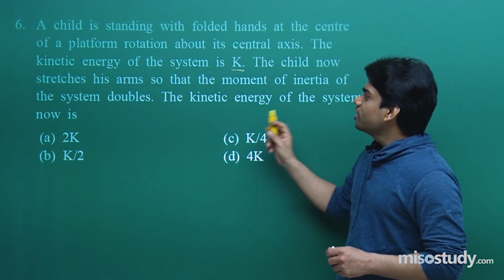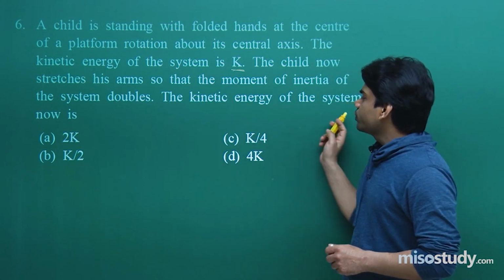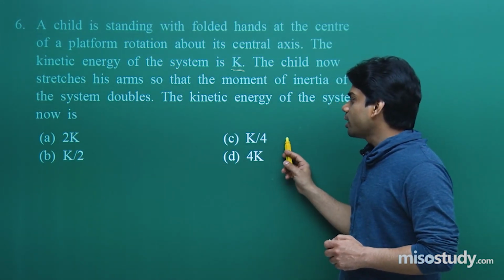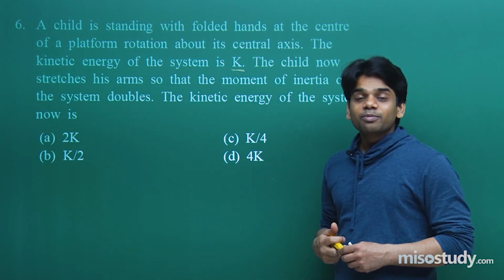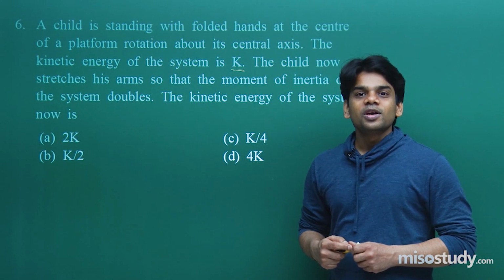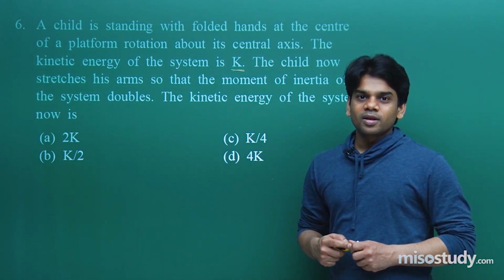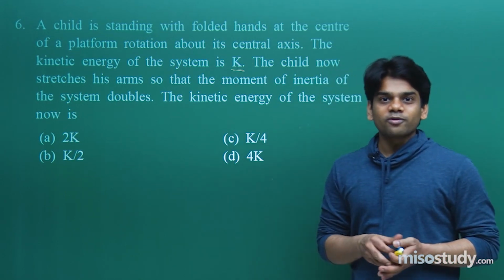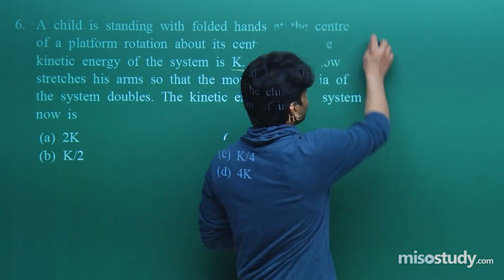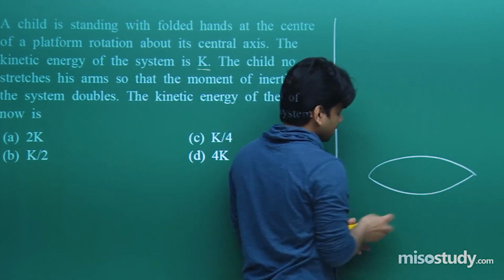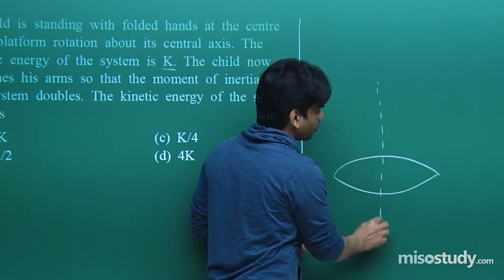Now we have to find the kinetic energy of the system now: A) 2K, B) K by 2, C) K by 4, D) 4K. That means we have to relate the final kinetic energy of the child and platform system with respect to the initial kinetic energy. I hope you are remembering how this is related for the child and the circular platform on which it is rotating. Now you see that this is the circular platform, and we have discussed such a problem already.